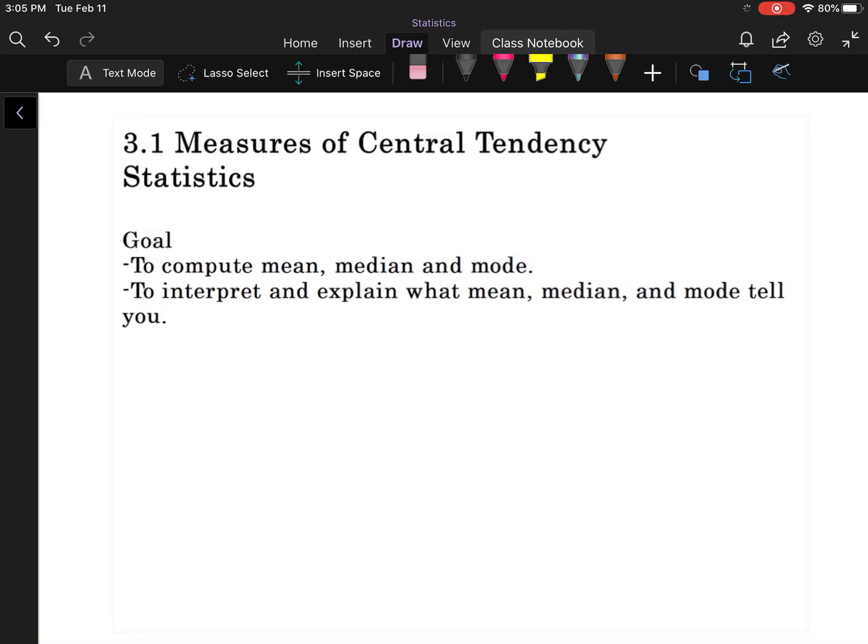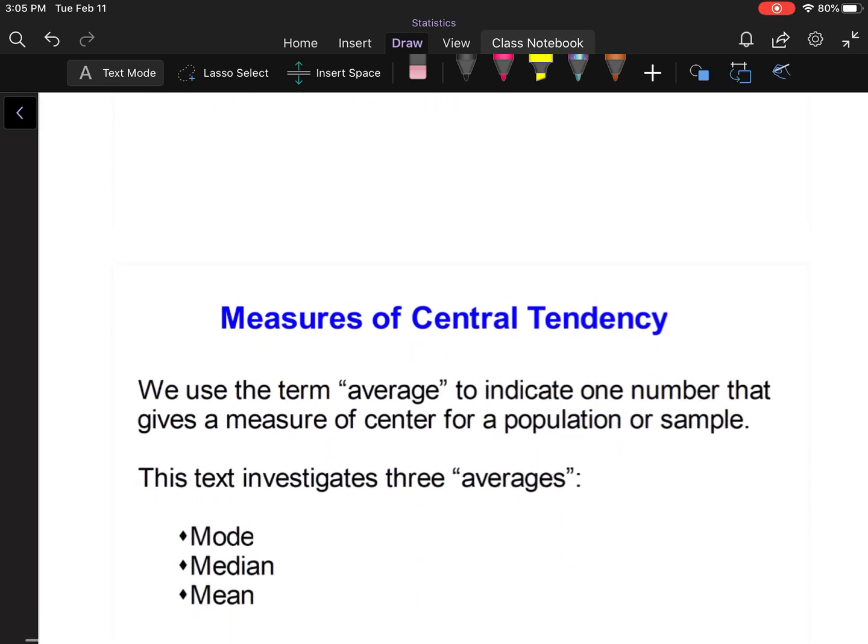All right, 3.1 measures the central tendency. Measures of the central tendency are things that kind of talk about the middle. You're talking about mean, median, and mode. We're going to interpret the data, explain what a mean, median, mode all tells you, maybe which one to pick, which one's better, and whatnot. We'll talk about some different types of means as well.